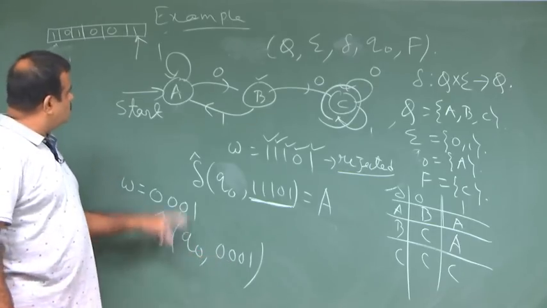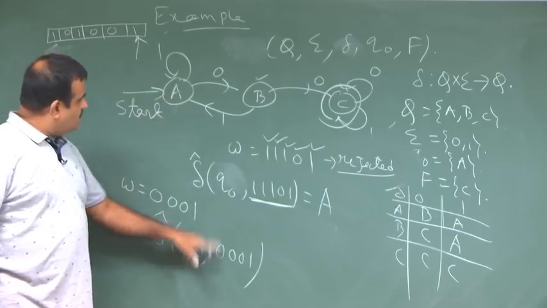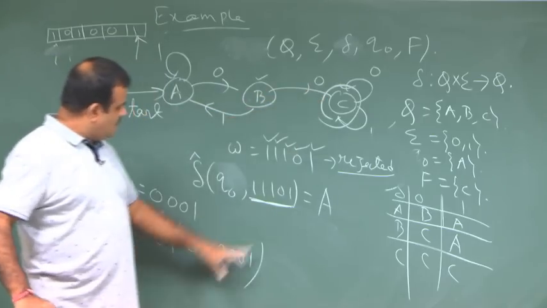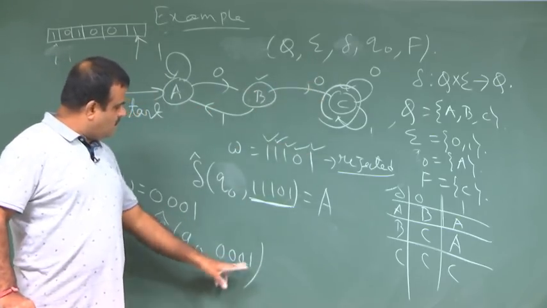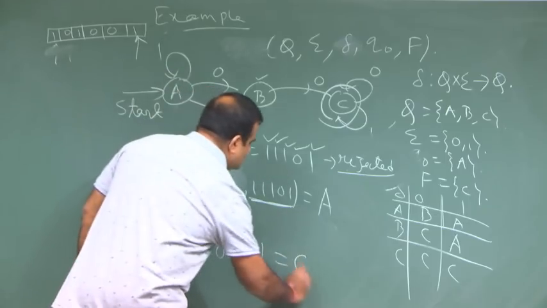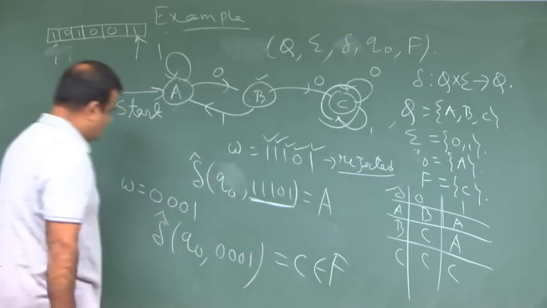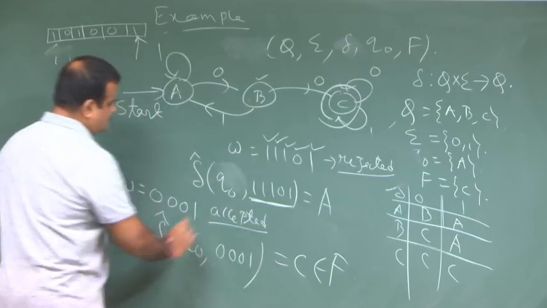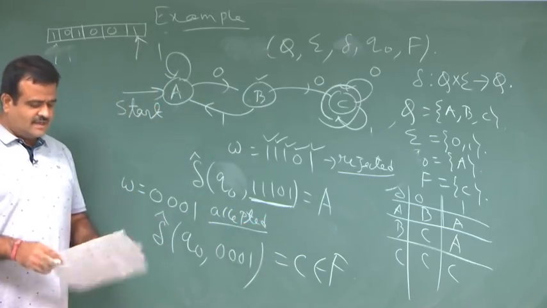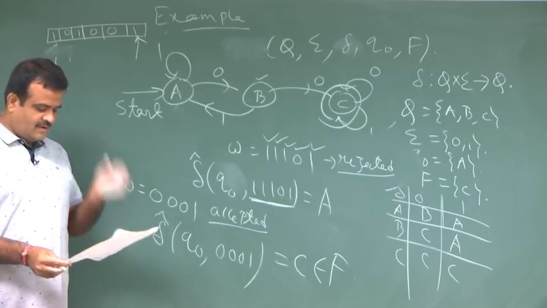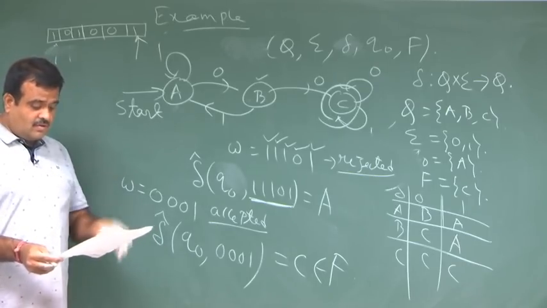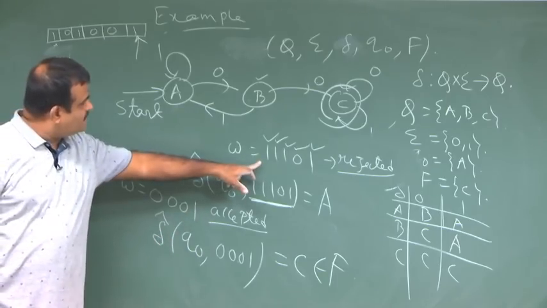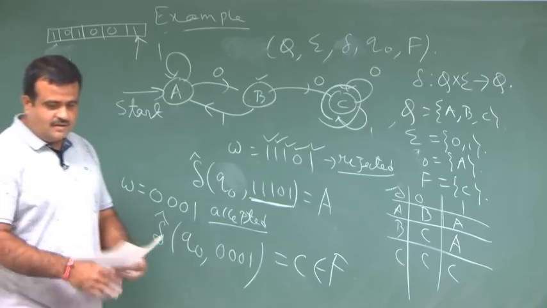So, we read the string, after that it is giving us which state. Okay, we start with q0, that is our A. So, we read 0, it will go to B, we read 0 again, it will go to C, then we read 0, remain C, we read 1, remain C. So, this is our C, which is an accepted state. So, this is accepted. This string is accepted by this DFA. Okay.